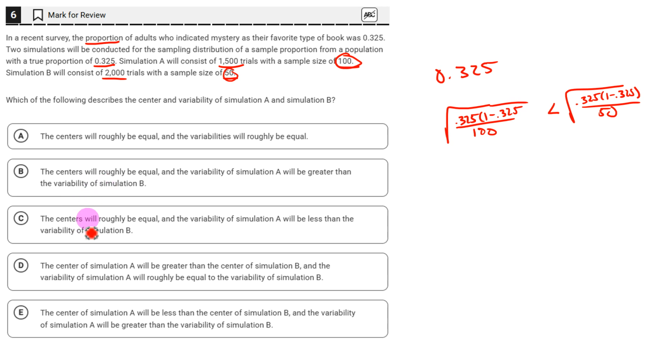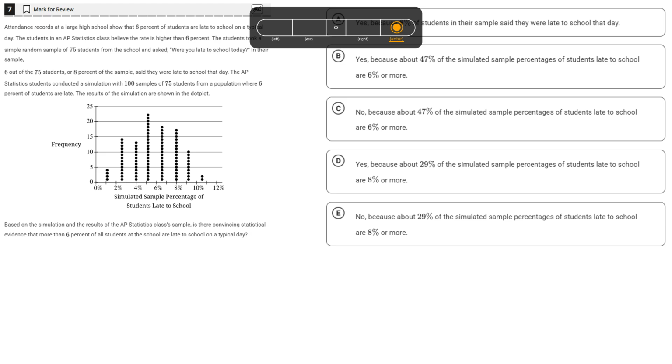So we can get rid of greater than, less than for centers. And the variabilities will not be equal. So the variability of the simulation, the standard deviation, will be less than for the smaller sample. The higher the sample size, the lower the variability. Okay.